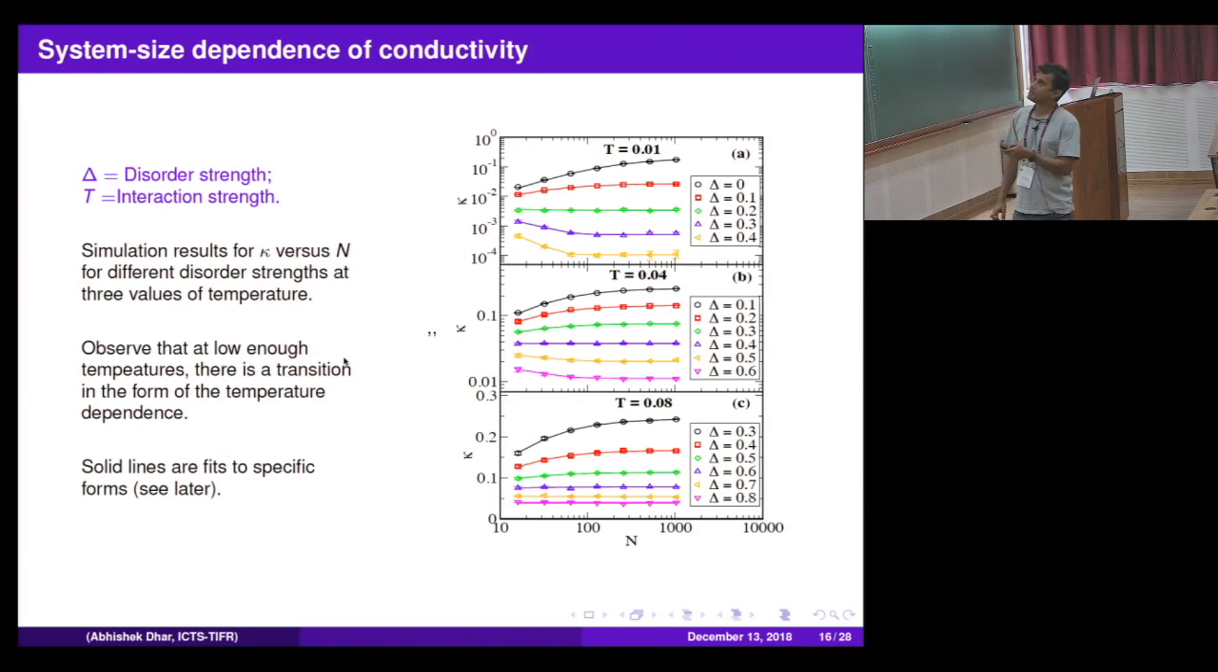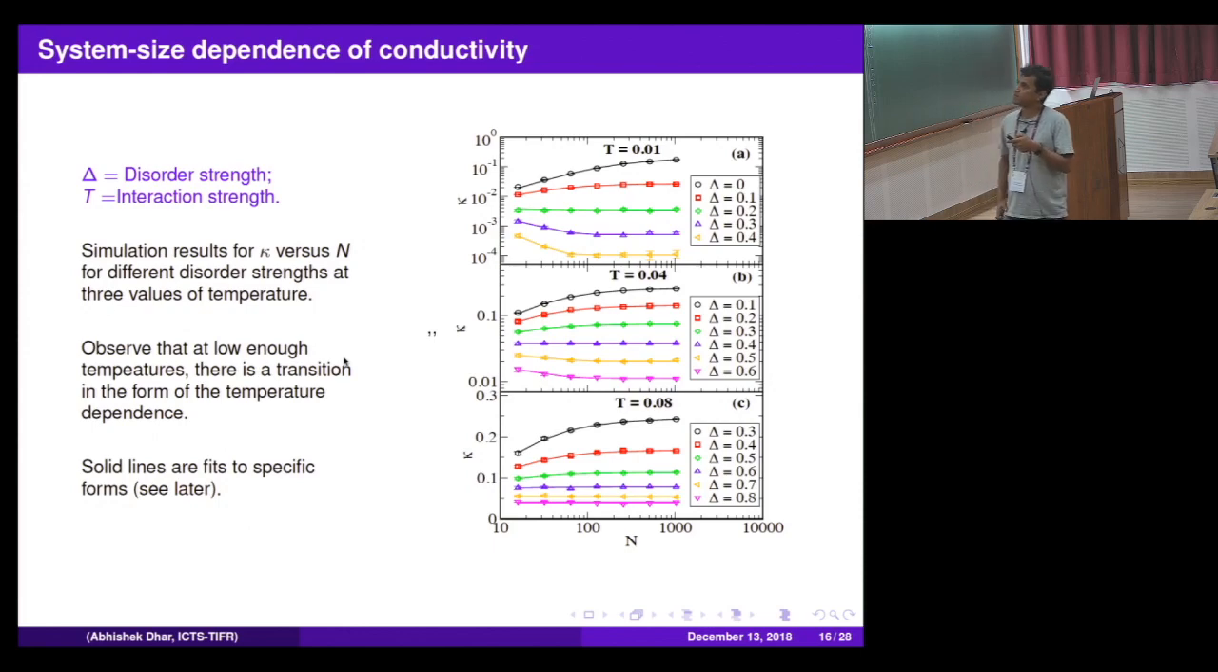Okay, so this is at 3 different temperatures. I show data for different disorder strengths. What is interesting is that, this is conductivity versus system size, and this is strong disorder and this is weak disorder.